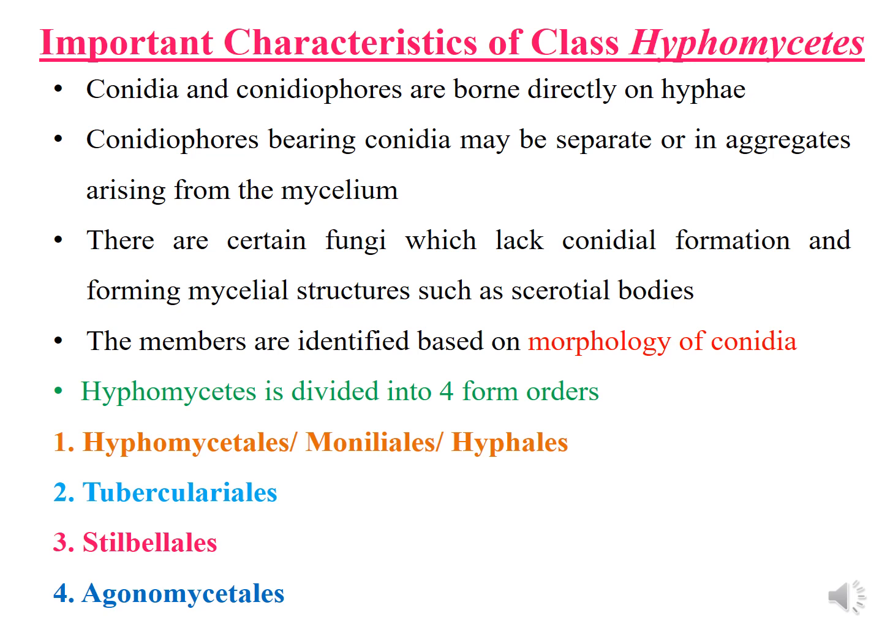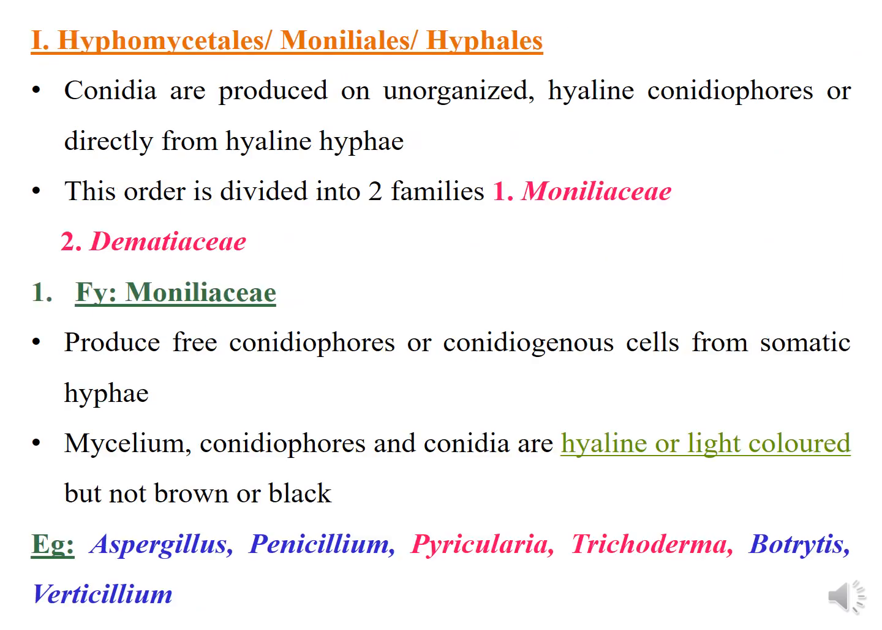These members are identified based on the morphology of the conidia, that is how the conidia look, what the color of the conidia is, whether it is hyaline or brown in color, and what the shape of the conidia is. So different categories are there, and majorly Hyphomycetes is divided into four form orders, that is Hyphomycetales, Tuberculariales, Stilbellales and Agonomycetales. Coming to the first one, Hyphomycetales.